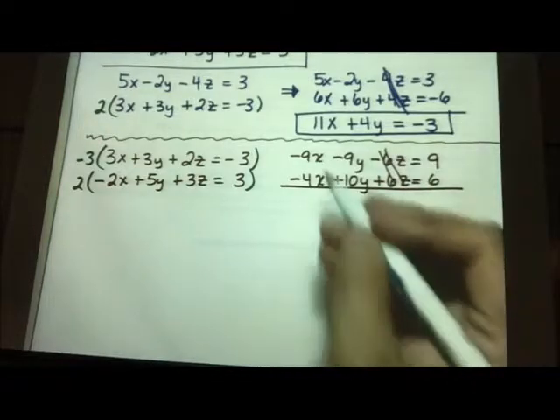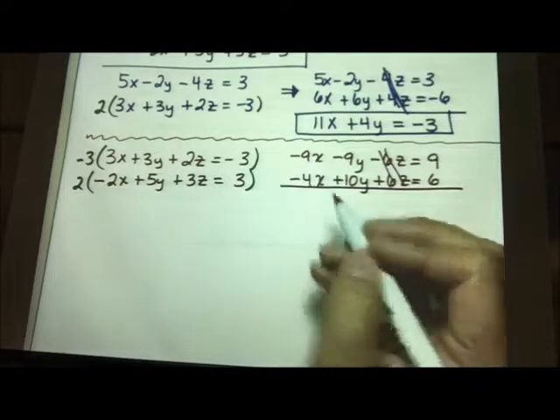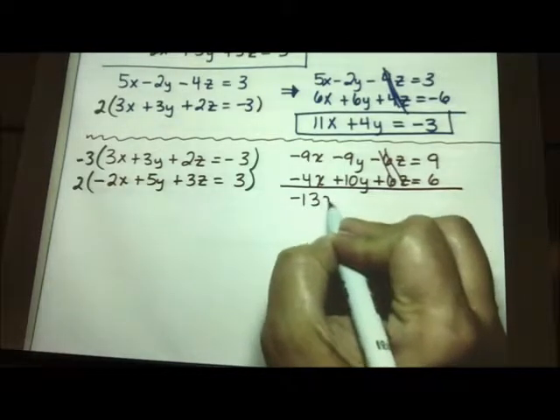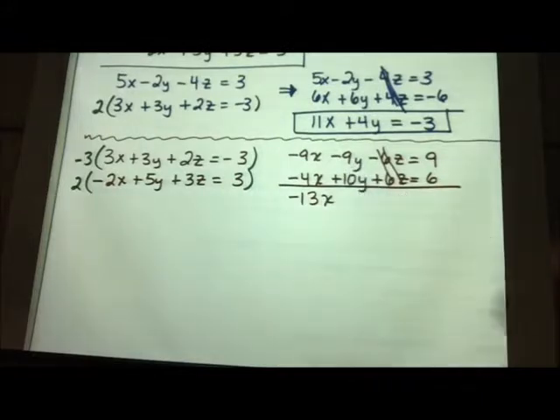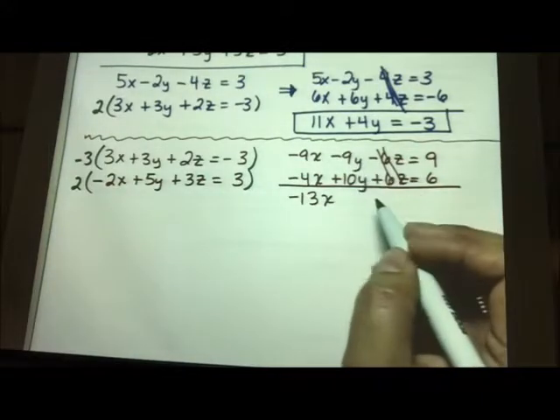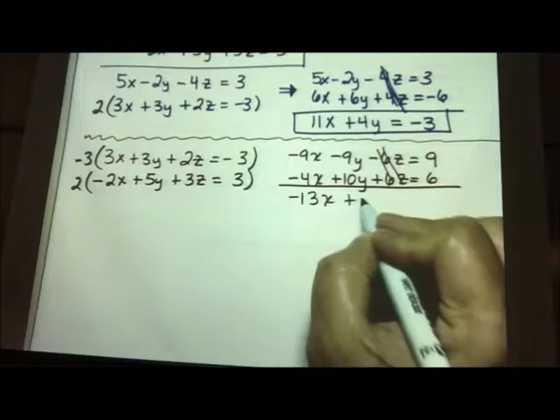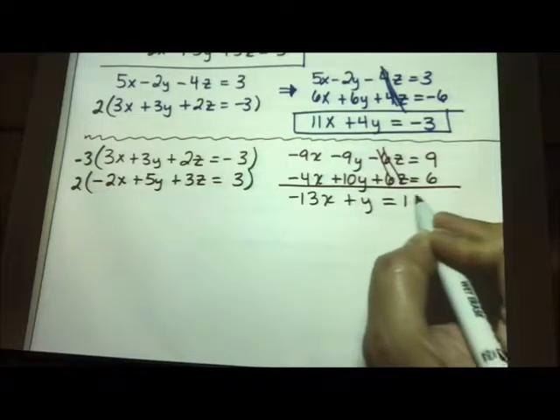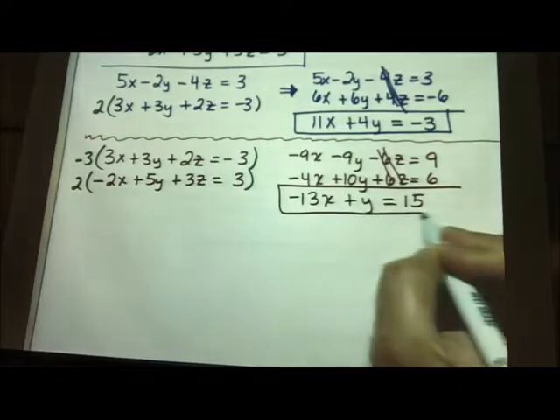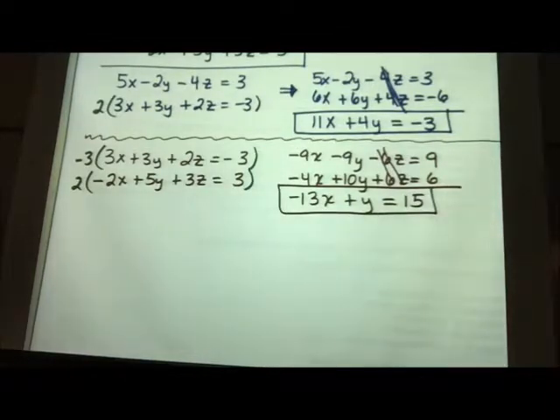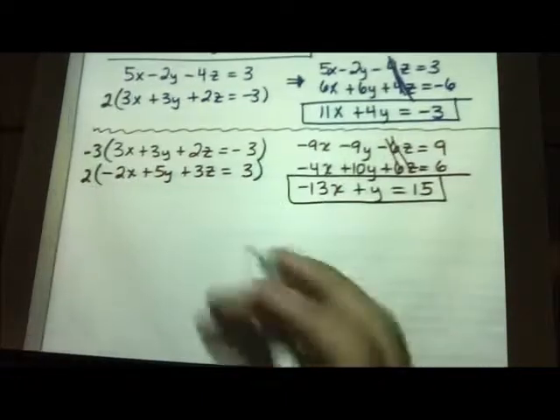I combine my terms, 9 and 4, they're both negative, so it becomes a negative 13x. 9 and 10, they're different signs, so we have to subtract. 10 minus 9 is 1y equals 15. So I have ended up with 2 new equations with 2 variables. So now that I have these 2 equations with these 2 variables, what I would do is what I did in the previous lesson. So I'm going to take those 2.